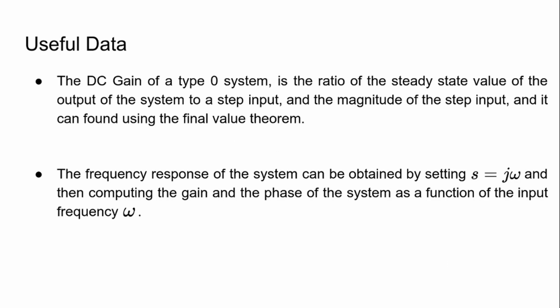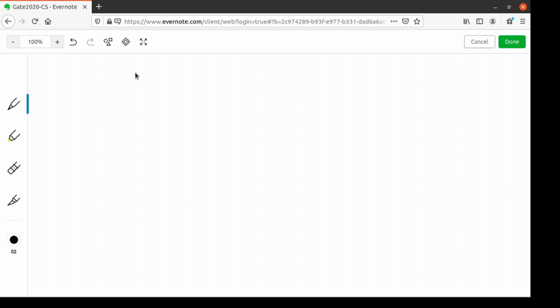We'll be using the following concepts to solve this problem. The DC gain of a type 0 system is the ratio of the steady state value of the output of the system to a step input and the magnitude of the step input, and it can be found using the final value theorem. Also, the frequency response of the system can be obtained by setting s equals j omega and then computing the gain and the phase of the system as a function of the input frequency omega. Let us now start solving the problem.